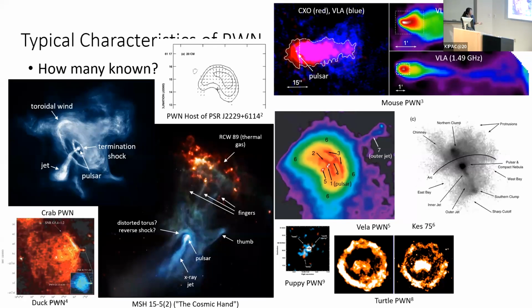And the size of the nebula also varies. For example, the Crab PWN is about 10 arcseconds across, but for MSH, we're looking at distances up to several arcminutes.